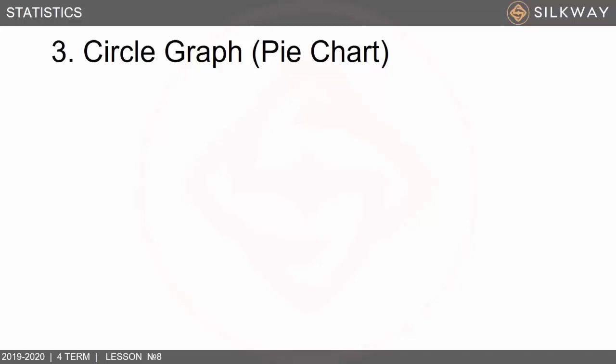We use a protractor to draw a circle graph. The central angle for each sector of the graph is given by the formula. Central angle is equal to f over n multiplied by 360 degrees, where f is the frequency of the result and n is the total number of results in the sample.